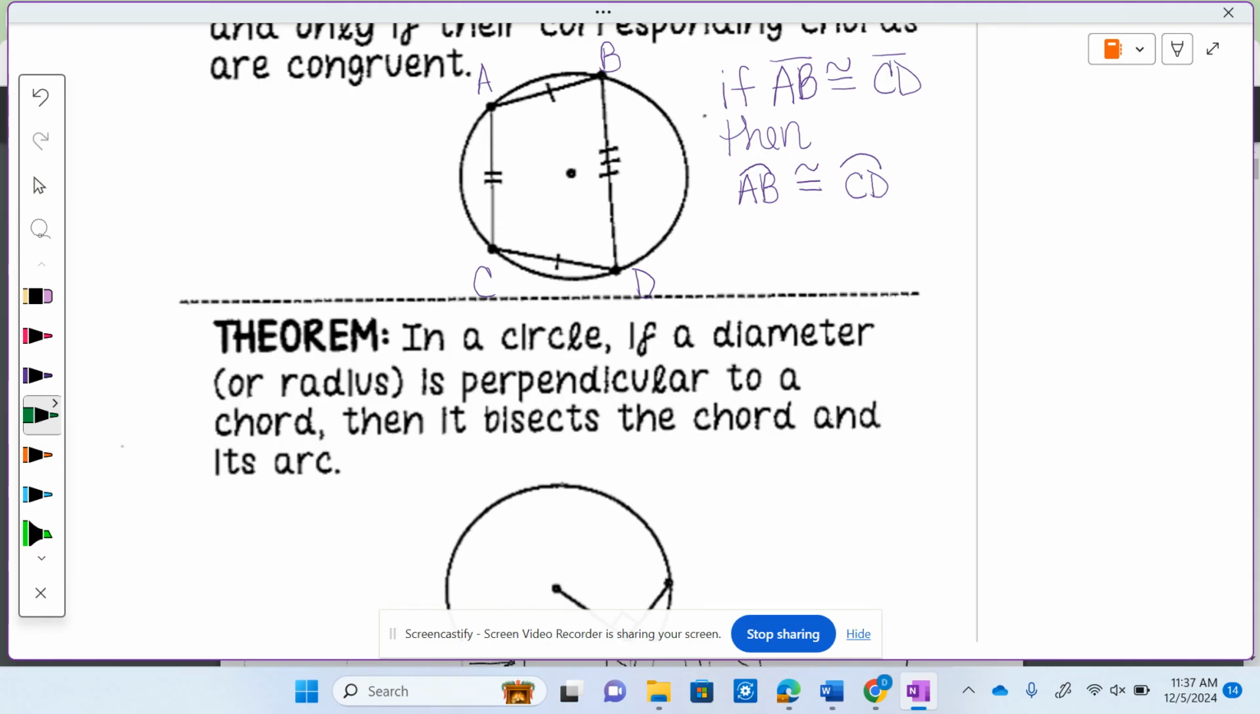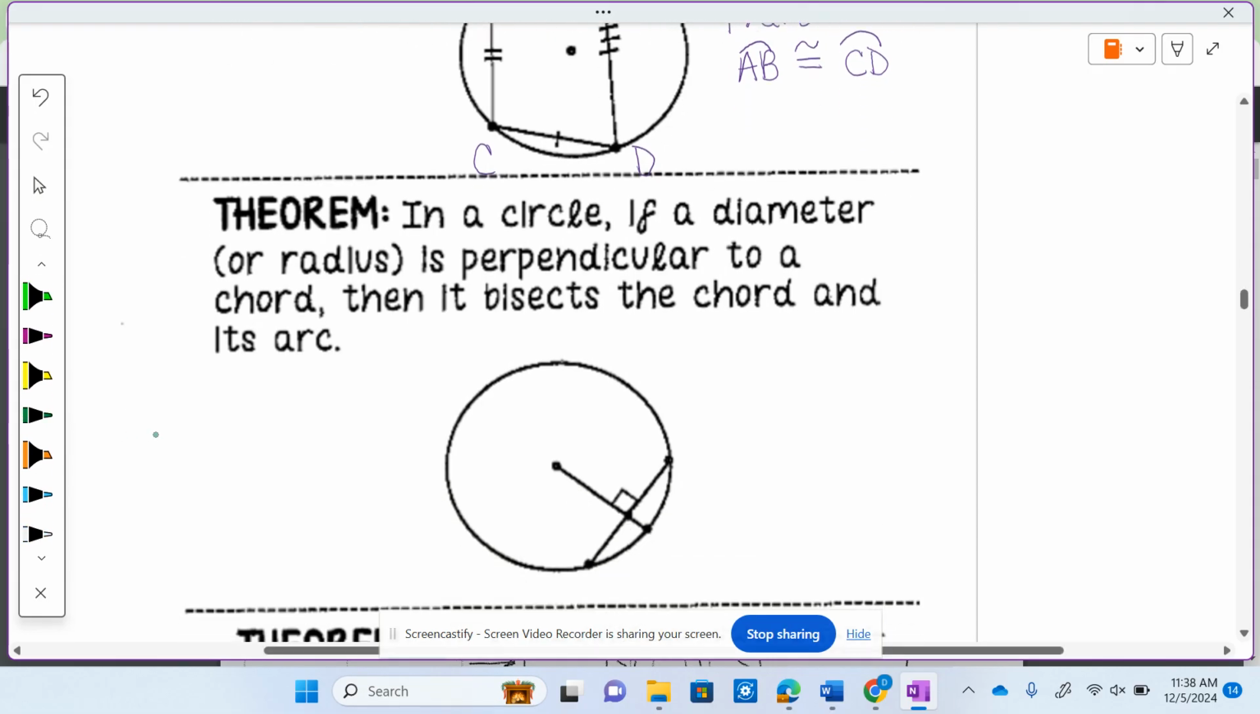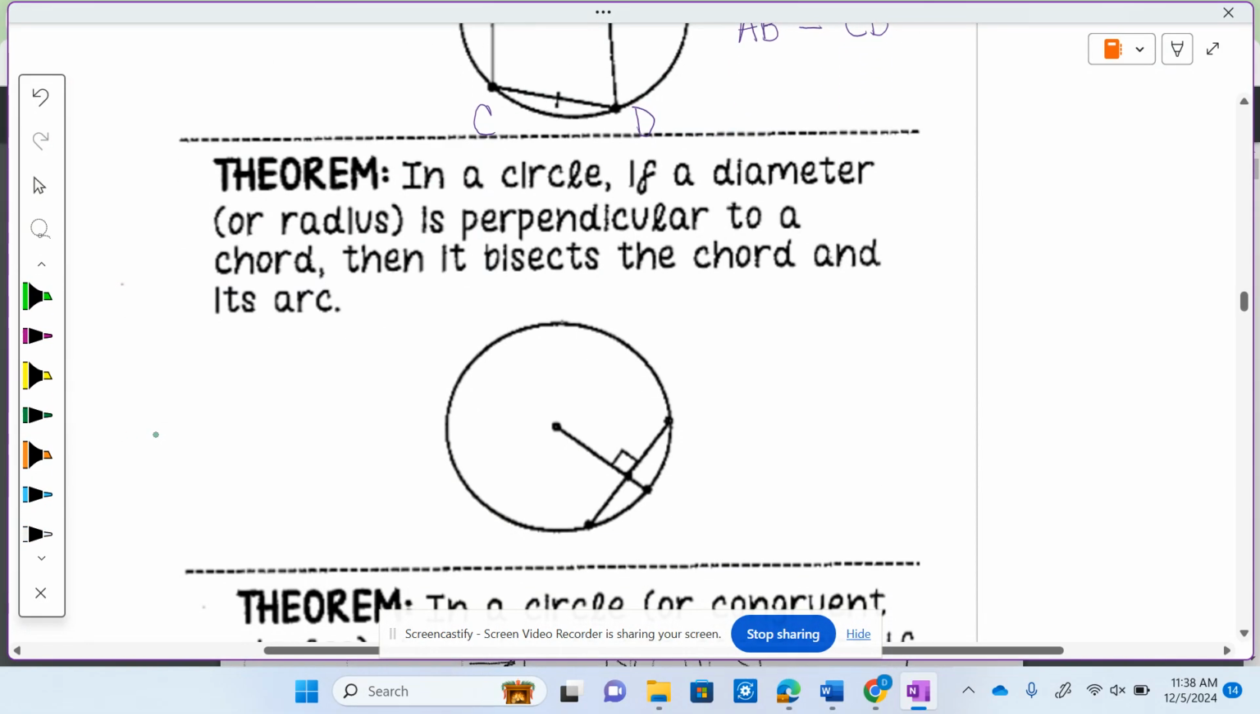So the next theorem says in a circle, if a diameter or a radius, because remember, a diameter comes from two radii, so this is true even if you only see a radius, if a diameter or a radius is perpendicular to the chord, then it bisects the chord and the arc. So I'm going to call this circle C, and I'm going to label this A, B, and then I'm going to put a D right here.